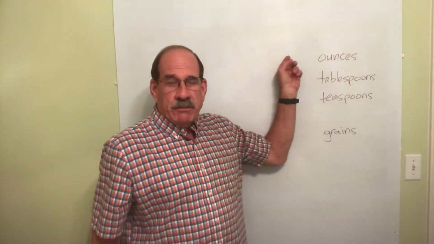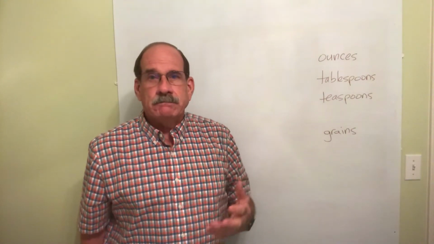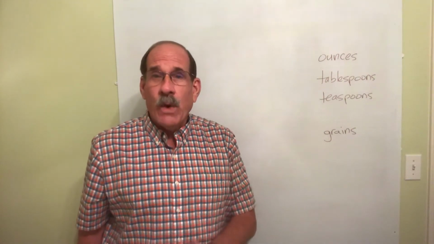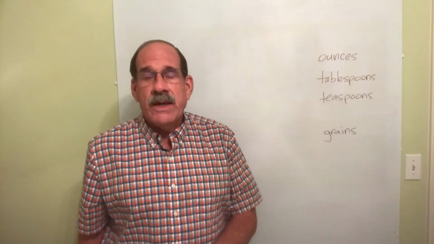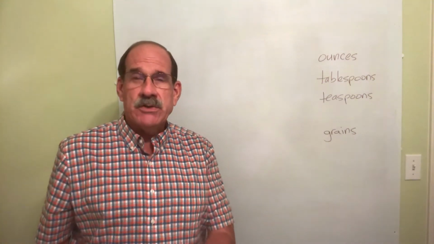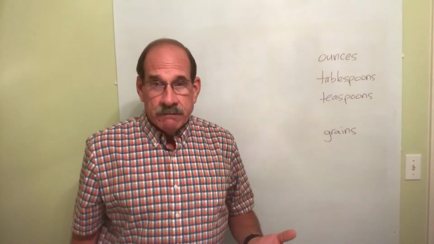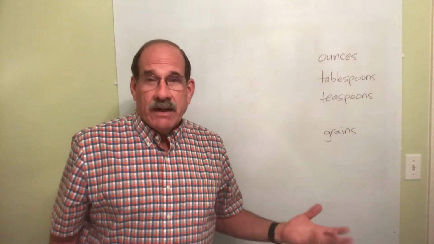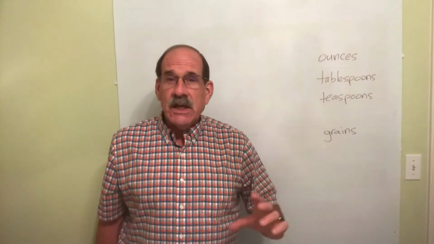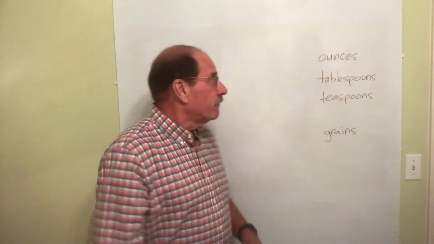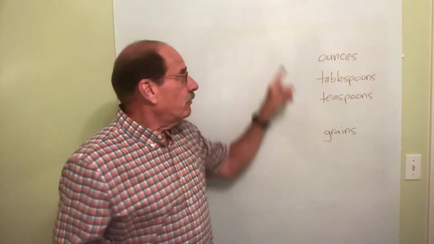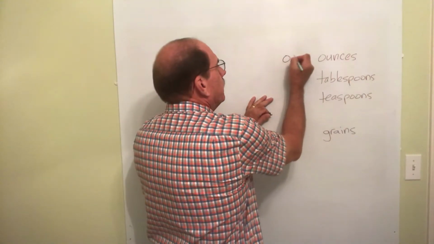I did mention this before. Ounce, that's kind of tricky because ounce is both a weight measurement, like you weigh a newborn baby in so many pounds and ounces, but it's also a liquid volume measurement. Like you get a 12-ounce can of Dr. Pepper. That's liquid volume, not weight. Well, either way, the symbol for this is OZ.